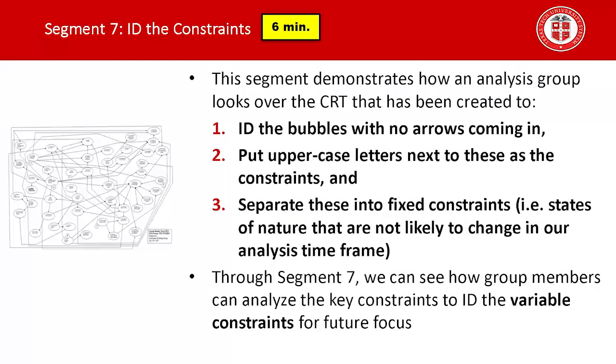In segment 7, we identify the constraints. You look over the CRT that's been created to identify the bubbles with no arrows coming in. Put uppercase letters next to these as constraints and separate these into fixed constraints, that is, states of nature that are not likely to change in our analysis timeframe. Through segment 7, we can see how group members can analyze the key constraints to identify the variable constraints for future focus.